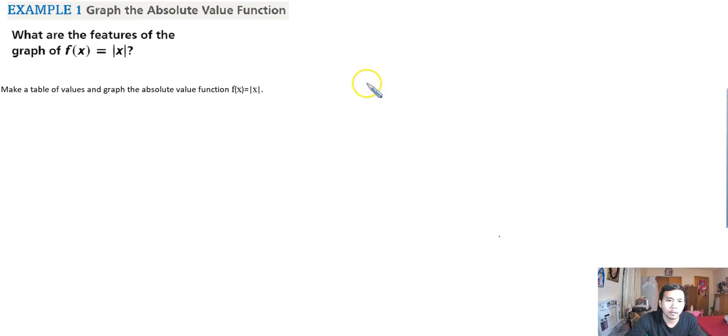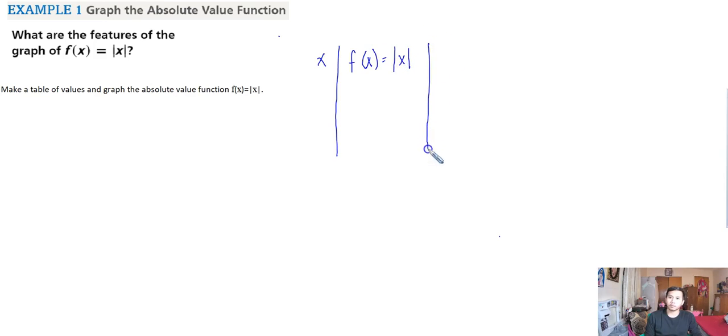I'm now going to make a table of values. So we have the values of x, and then we are going to plug those into the function f of x is equal to the absolute value of x. And then our result, after we plug them in, is the value of x, and then the result of f of x, which is our function.